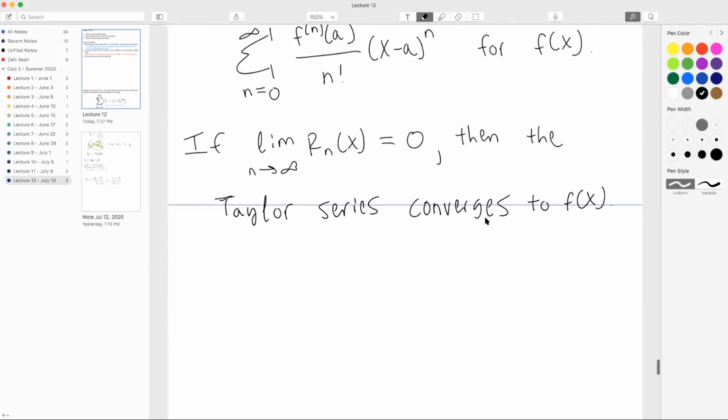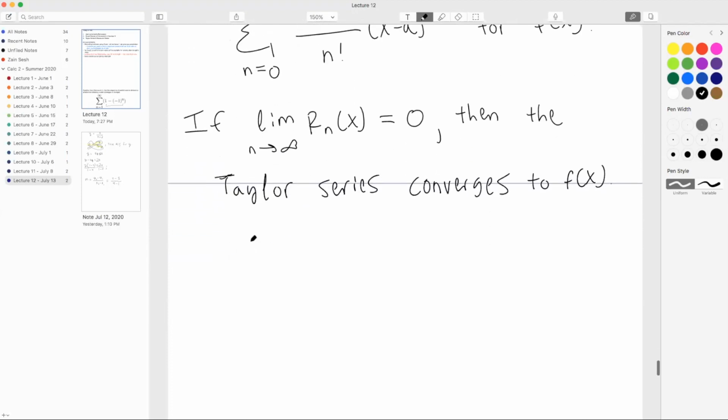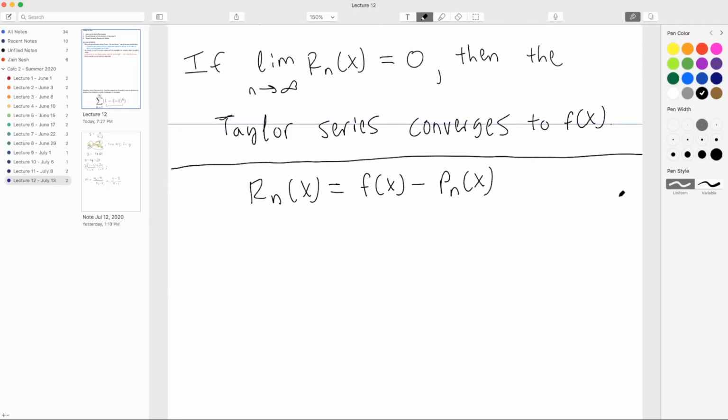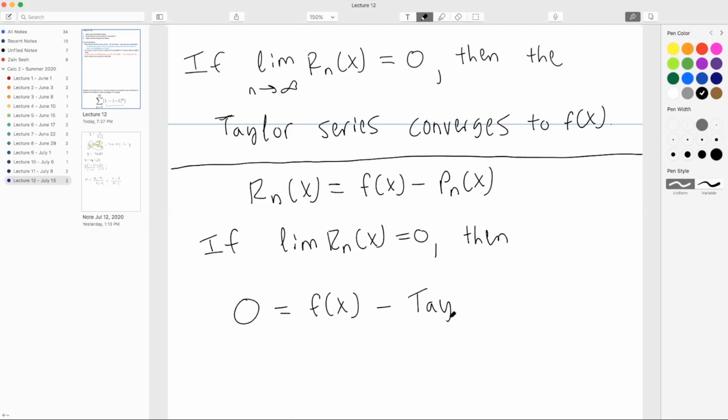All right, so let me just talk about why this second theorem is true. Just recall, what was R sub n of x? R sub n was defined to be f of x minus p sub n of x. This is not a part of the theorem anymore, by the way; this is just my own dialogue. Now, if the limit of R sub n of x is 0, then what happens? Well, we get that 0 is equal to f of x minus the Taylor series.